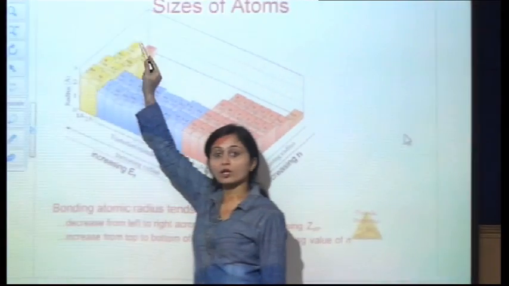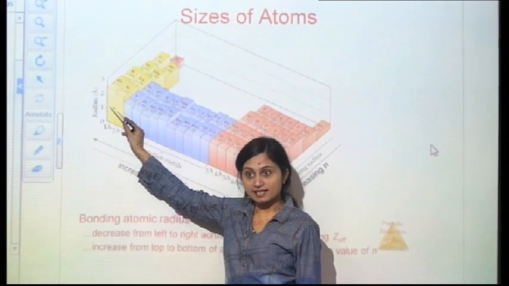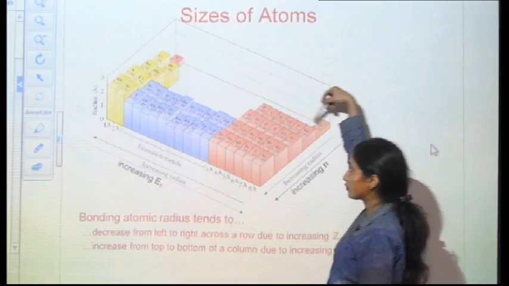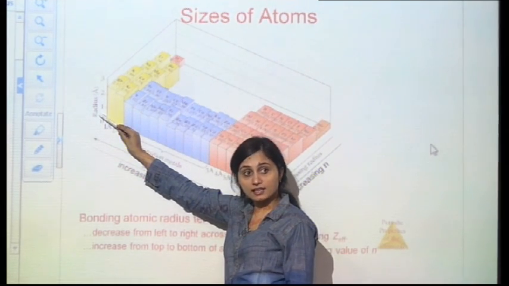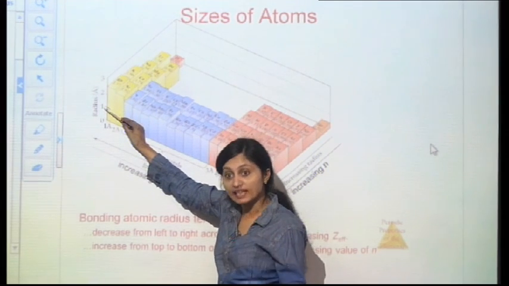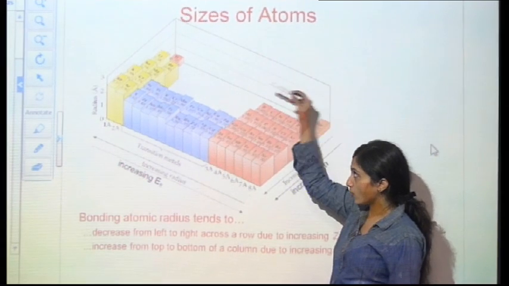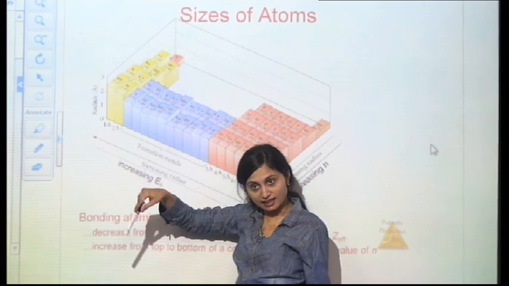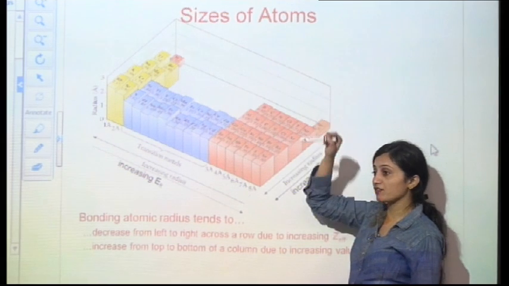Now in our presentation, on going from top to bottom, the size? Increases, because shells increase. And then you can talk about the effect that you were talking about. On going from left to right, size decreases. Ionization energy, on going from top to bottom, will decrease. On going from left to right, it will increase. Okay. Electron affinity on going from top to bottom will again decrease, and on going from left to right, it will increase. And which will have the highest electron affinity?